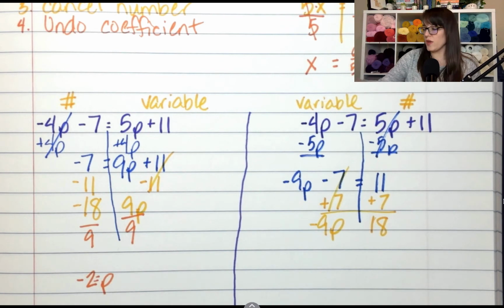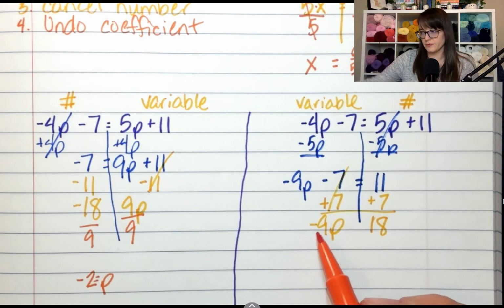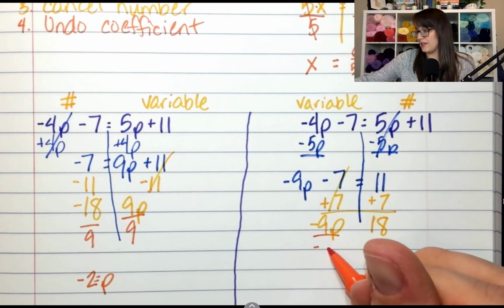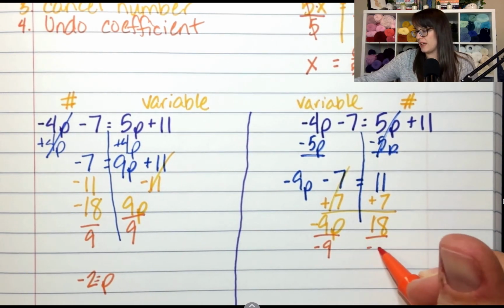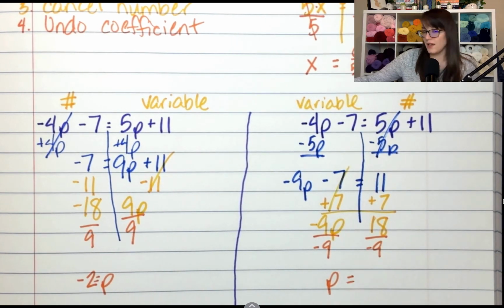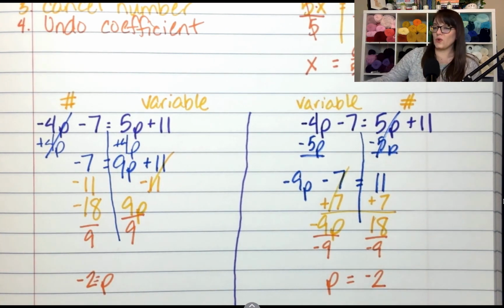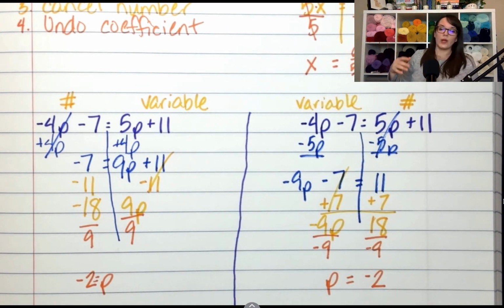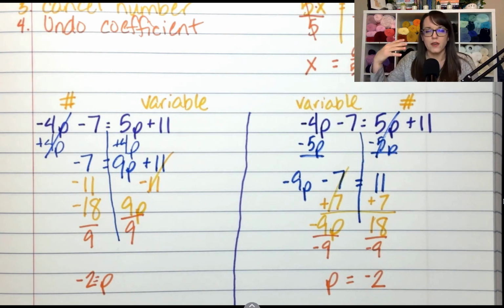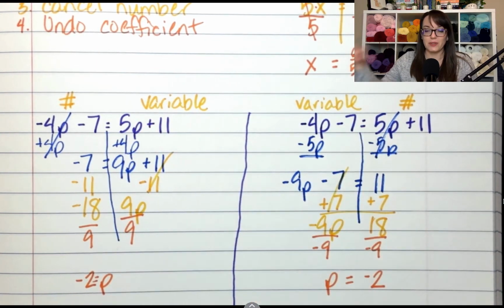All right, so what do I do on this side? If it's multiplying by negative 9, what are you going to do? We're going to divide by negative 9, divide by negative 9. So we end up with p equals negative 2. So we're moving out of the realm of there's one way to do these to there's lots of ways you can do it. If you pick different steps, you still end up with the right answer.